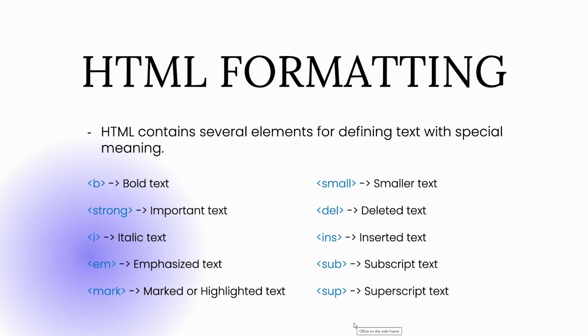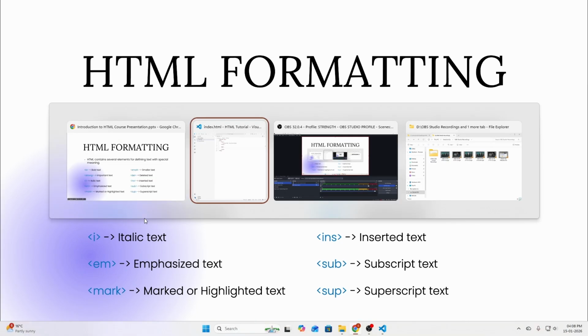HTML contains several elements for defining text with a special meaning, and formatting elements were designed to display special types of text, such as the B tag for bold text, the strong tag for important text, and the I tag for italic text, and so on. Let's start exploring these formatting elements one by one. Firstly we have the B element and the strong element. So let's see how they work in HTML.